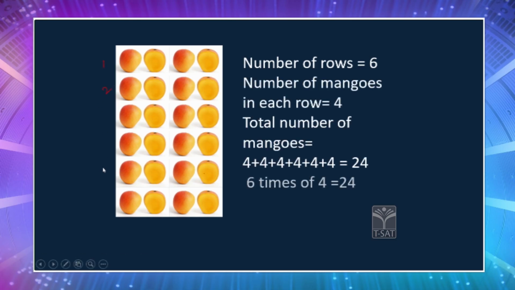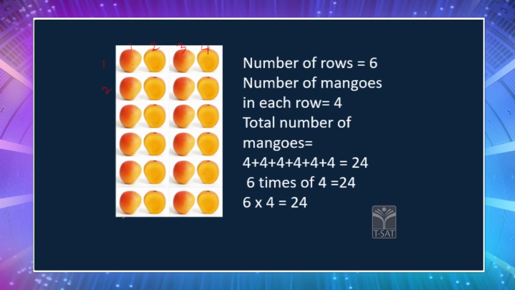Here, what are you observing? Right, mangoes. Total number of rows: 1, 2, 3, 4, 5, 6. Right. So, the number of mangoes in each row: there are 1, 2, 3, 4. In each row there are 4 mangoes. So, totally how many mangoes are there? Count it. In each row there are 4 mangoes. How many rows are there? 1, 2, 3, 4, 5, 6.